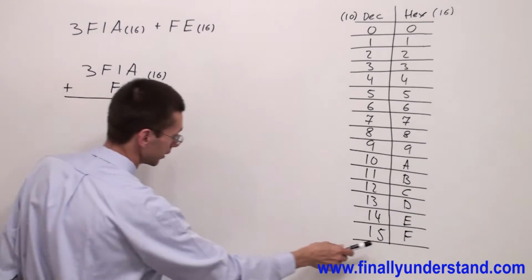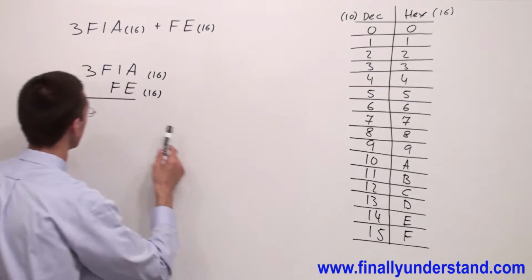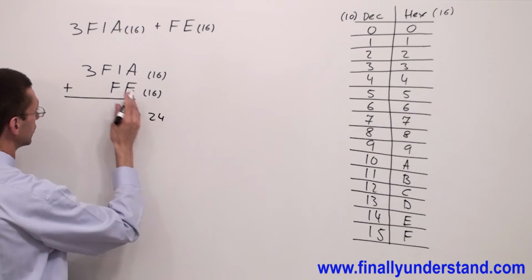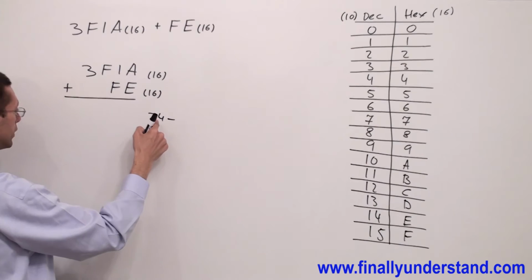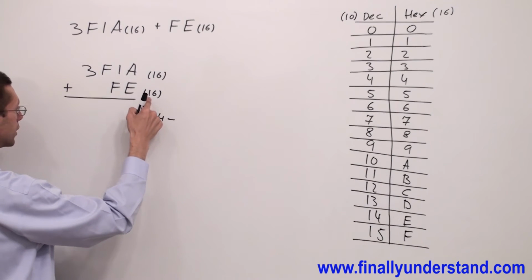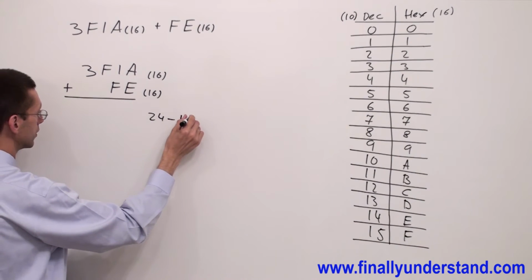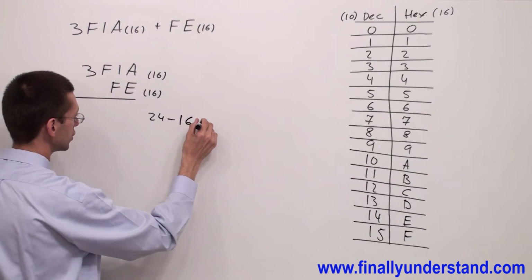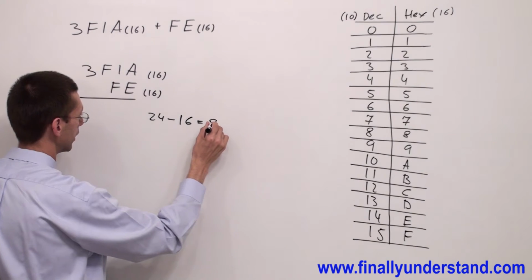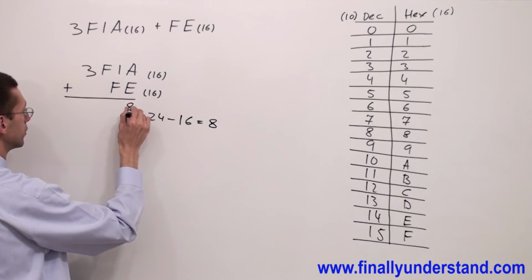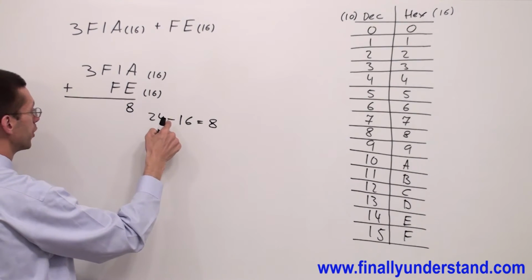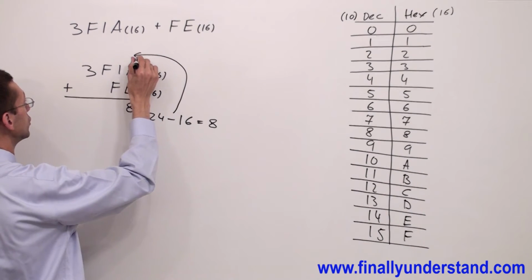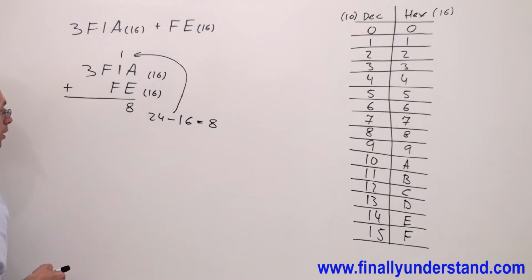24 is greater than 15, so that's why we're supposed to write 24 at the side of this problem, and from 24 we're supposed to subtract 16, the base. 24 minus 16 is equal to 8. That's why I'm going to write 8 over here. And because I performed the subtraction, I'm supposed to carry off 1 to the next column.